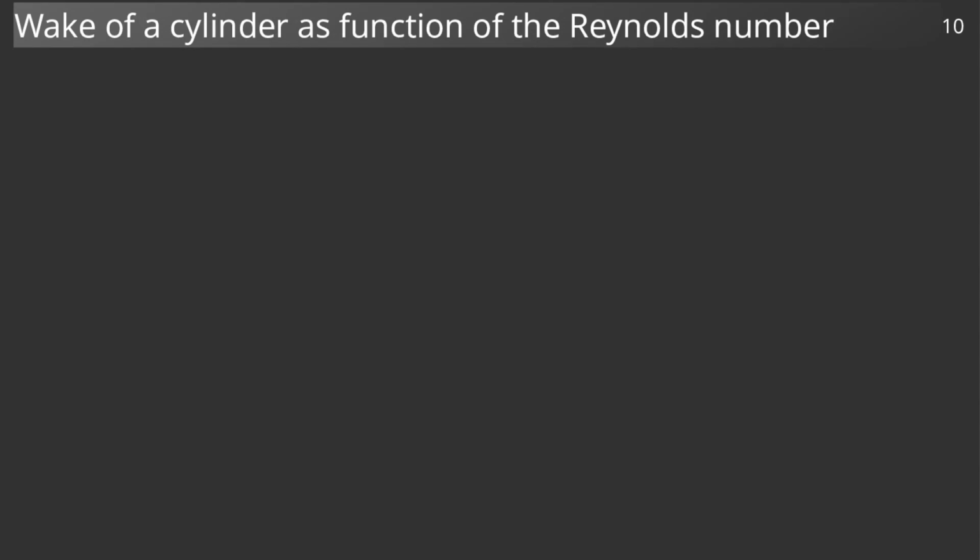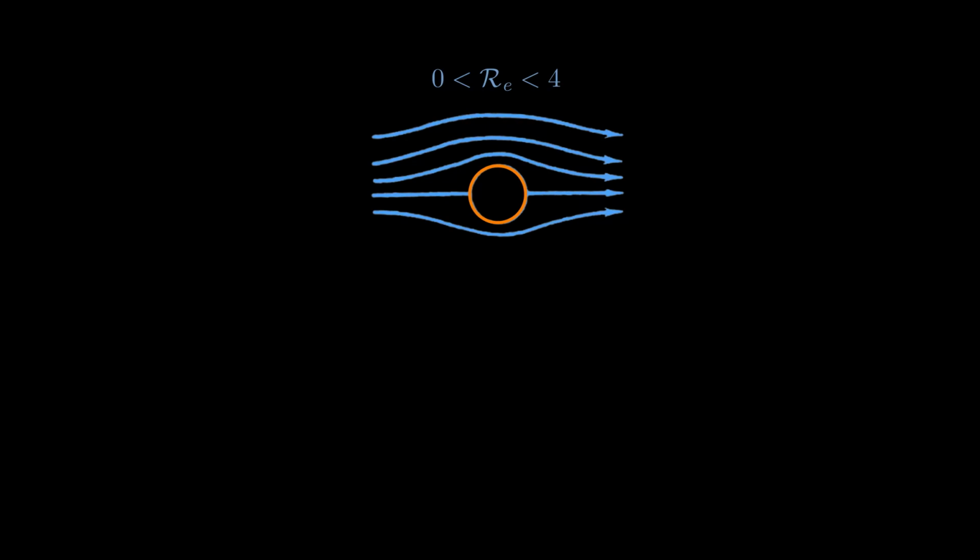Let us look at what happens when we increase the flow velocity. As the Reynolds number increases, the flow regime undergoes different transitions that we will describe. For small Reynolds number, that is for Reynolds less than 4, the flow is stationary and dominated by viscosity. The streamlines go around the cylinder and we observe upstream-downstream symmetry.